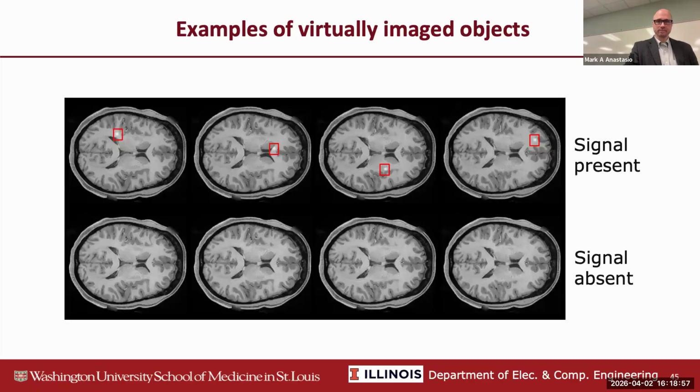These are just some examples of our objects that were imaged. The top row shows examples of signal present images where we randomly inserted signals into white matter. The bottom row shows examples of the signal absent images. Our downstream classifier is trying to distinguish the signal absent from signal present images after we reconstruct them.